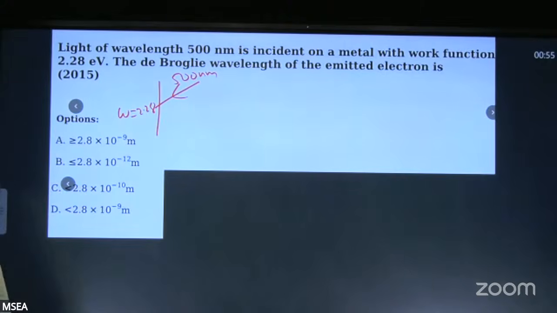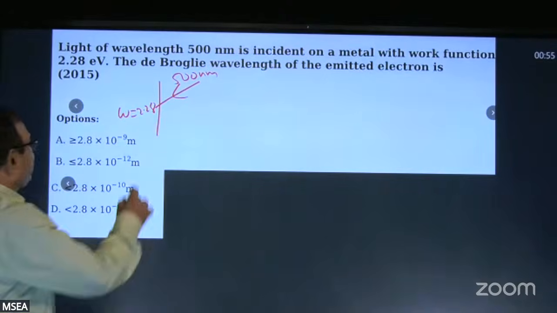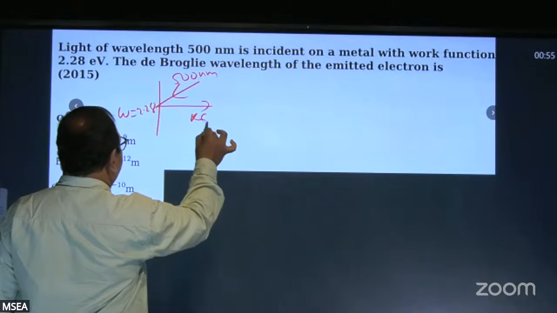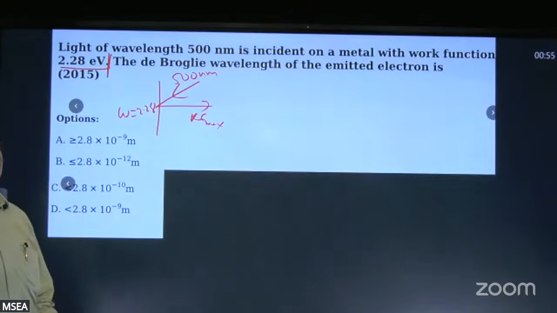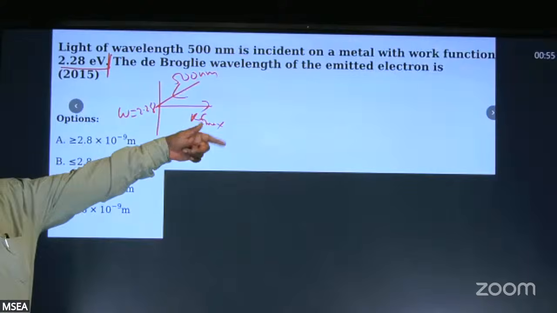Similar to this one is the 2026 NEET exam question. Let us see this one. What about the maximum kinetic energy? Up to this one is the photoelectric effect. Then after that, it is de Broglie.